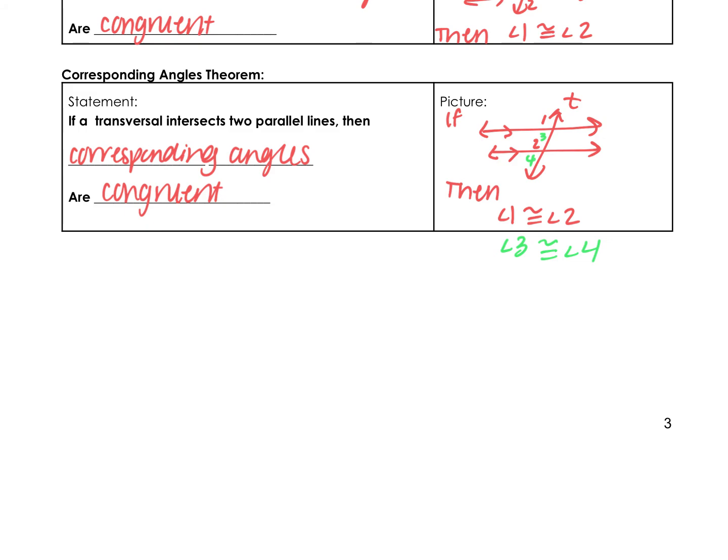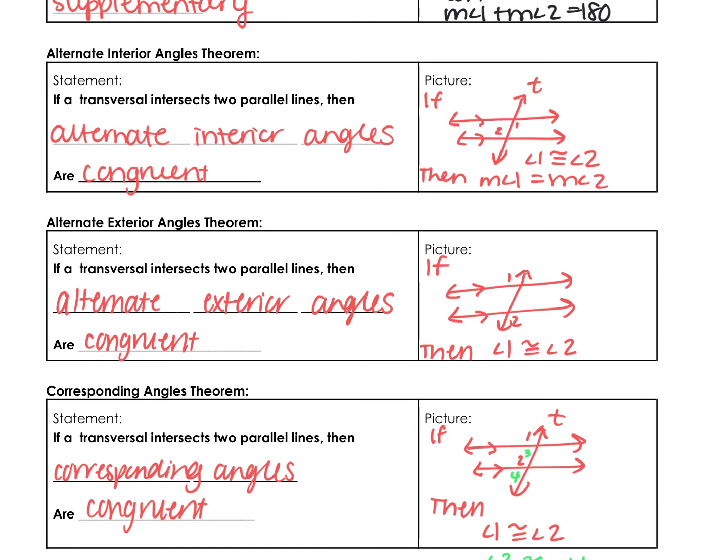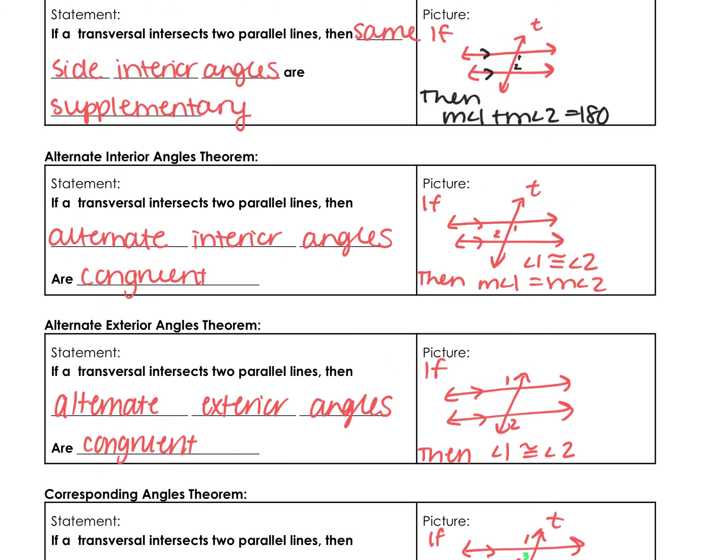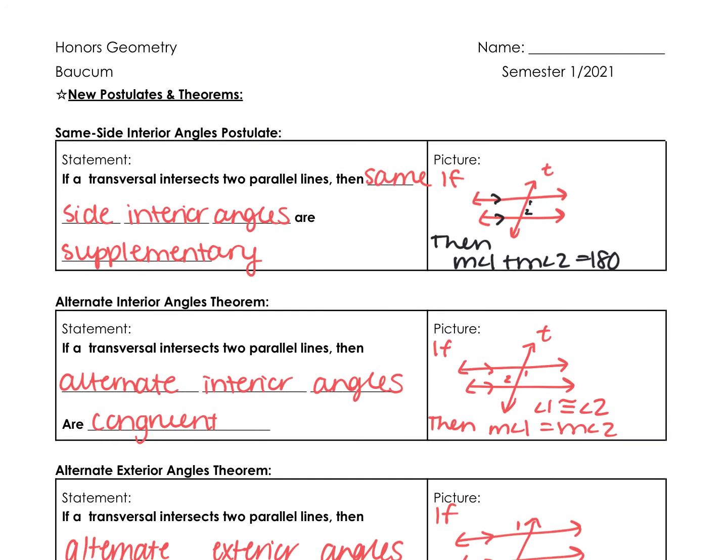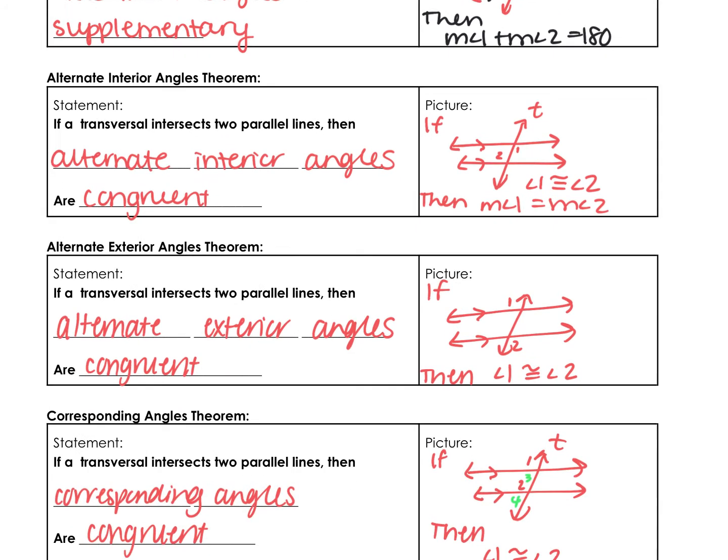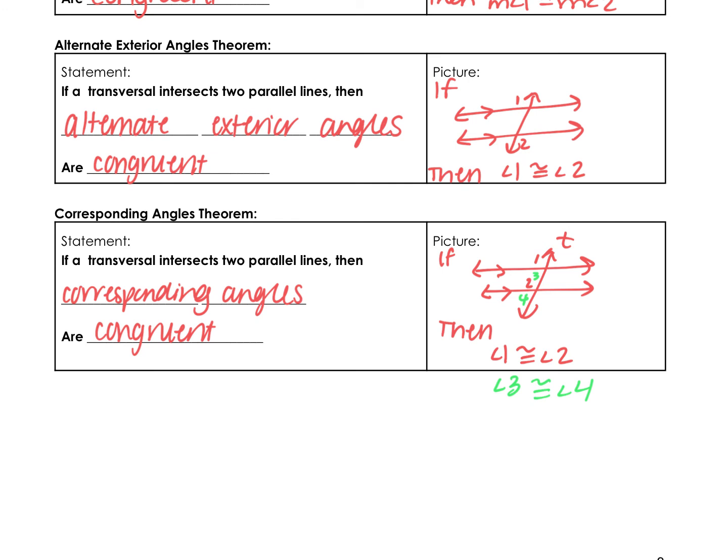And similarly with all these other definitions and theorems that I just did, any alternate exterior angles are congruent. Any alternate interior angles are congruent. And any same side interior angles are supplementary. Okay. Generalize out to all of that.